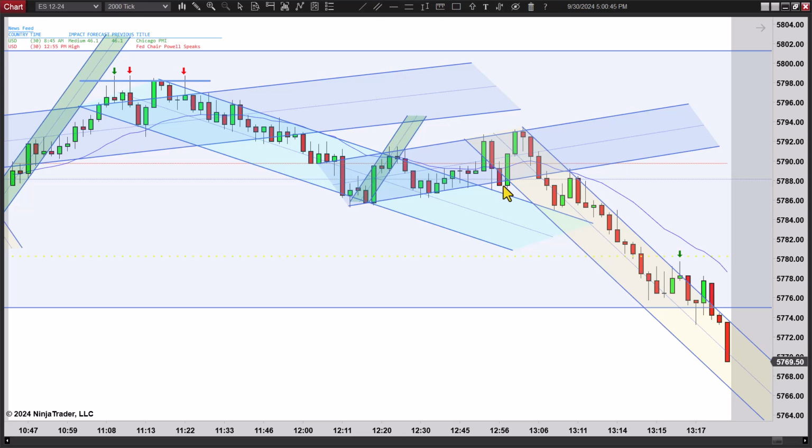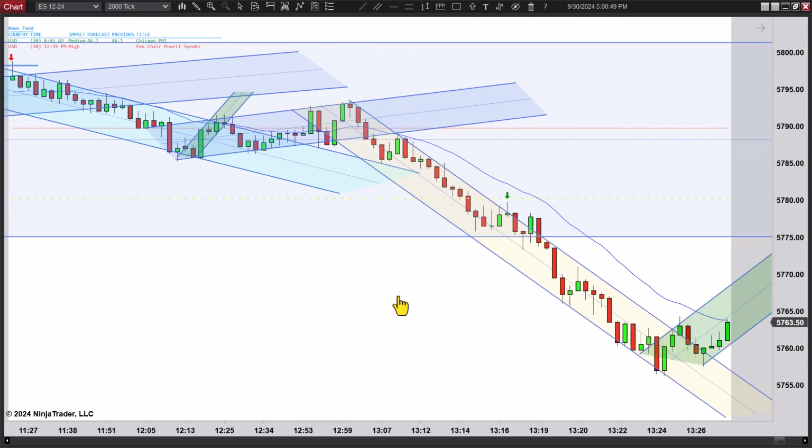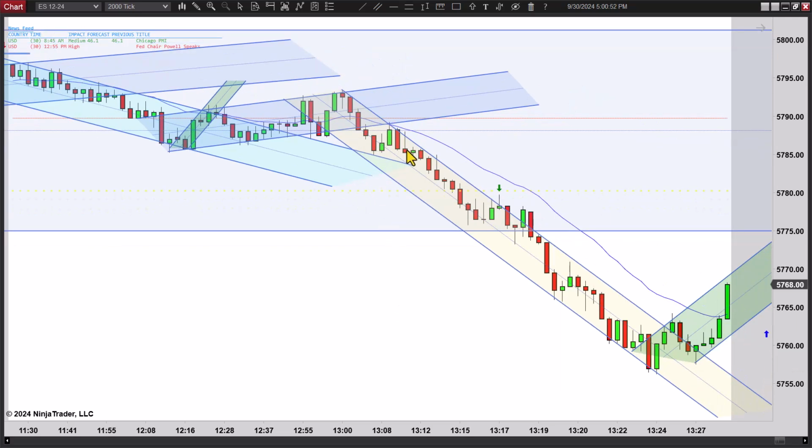We do get a close outside here and a new high. Then we're just kind of headed lower. And again, I don't see anything in there to get into this trade until down here you get a first entry, second entry. And there's still room to these lows.